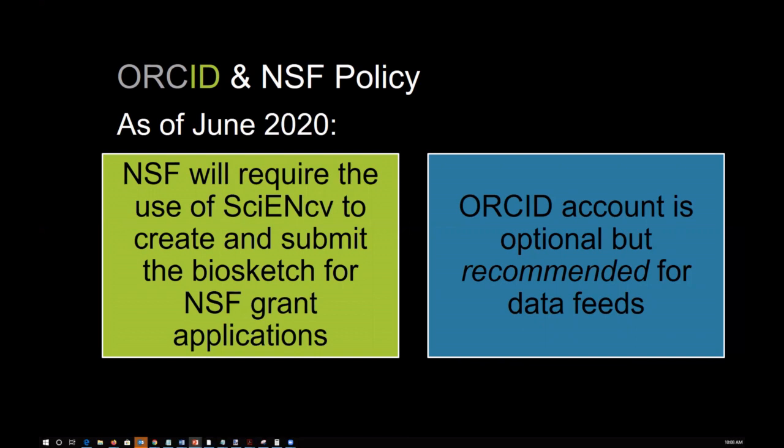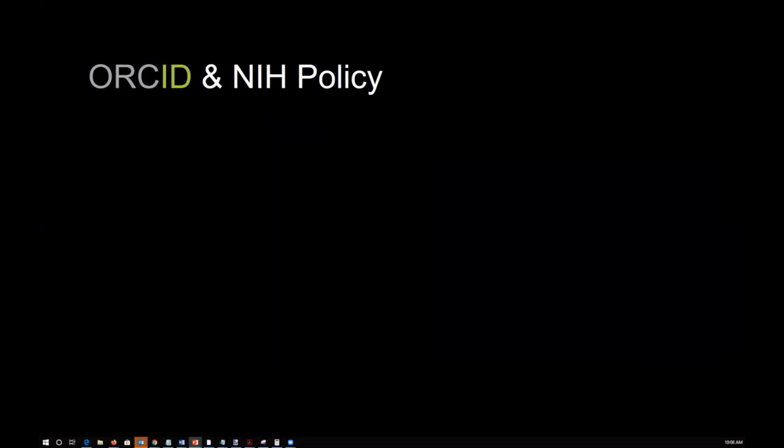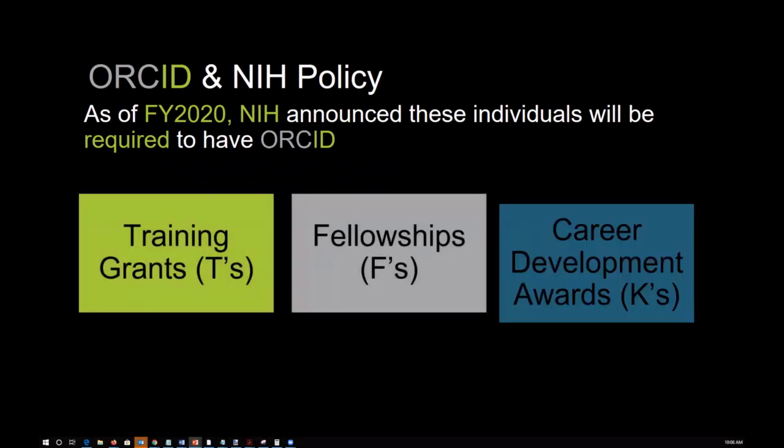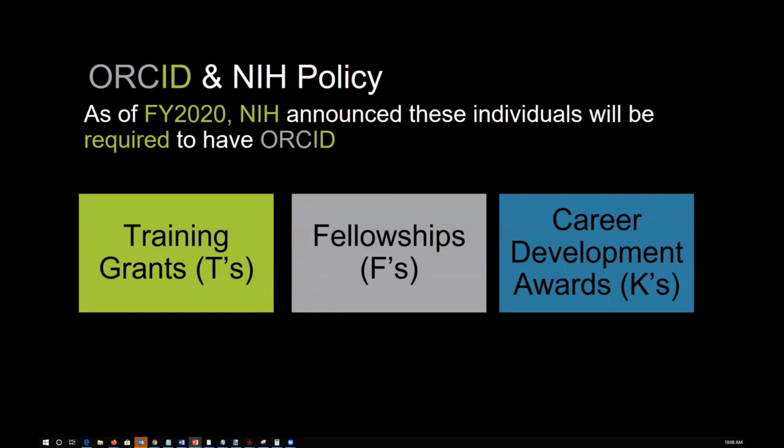So the National Science Foundation, their policy starts in June of this year, and that policy is to require the use of SciENcv to create and submit your Biosketch for NSF grants. ORCID, they are saying is optional, but they highly recommend that because you can pull in the information that you need from different platforms.